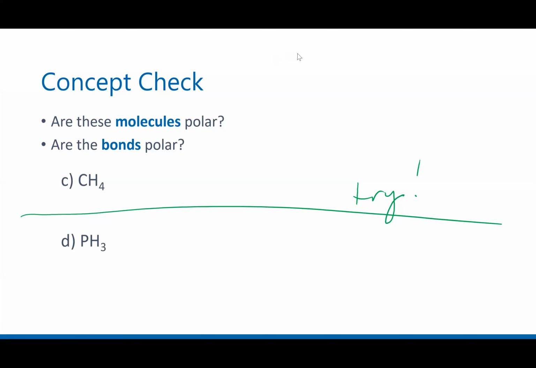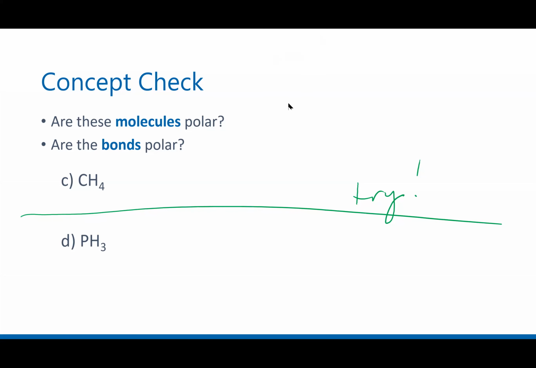I have some messages in the chat there. Aisha says we have C is nonpolar, which I agree with, and D is polar. I also agree with that. I think so anyways. Actually, phosphorus might have a similar electronegativity to hydrogen, but we'll see. And Abdullah says, can we know if it's polar or not without electronegativity? No. You definitely need to look at electronegativity.